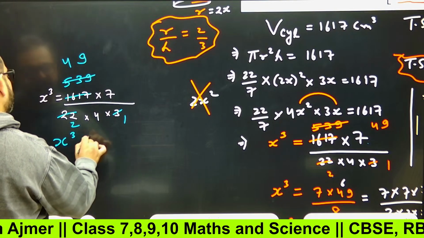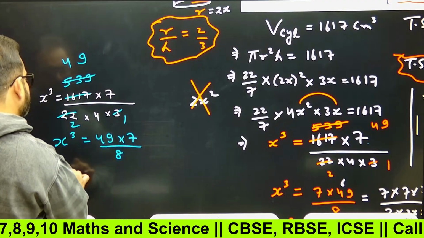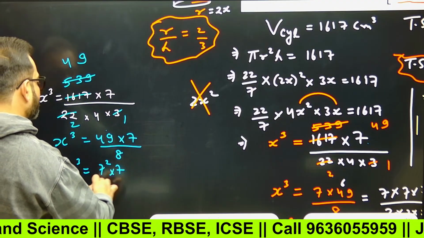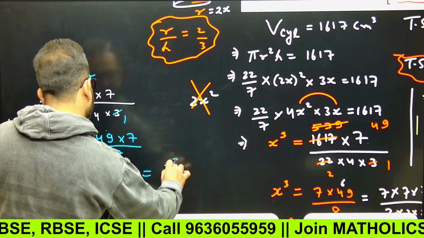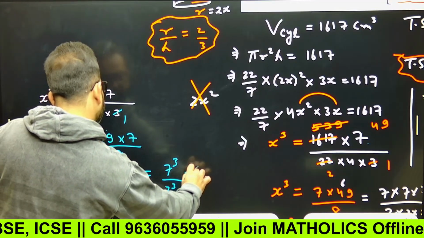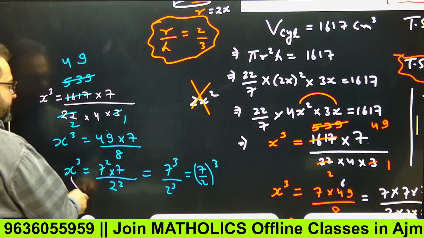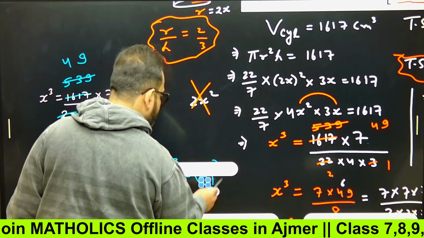x cube is 49 into 7 upon 2 fours are 8. What is 49? It is 7 square into 7, upon 8, which is 2 cube. So it is nothing but 7 cube by 2 cube. So can you write it as 7 by 2 whole cube? Yes or no? Comparing both sides, x came out to be equal to 7 by 2.